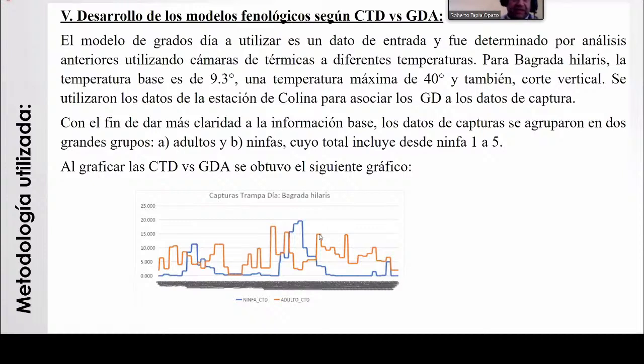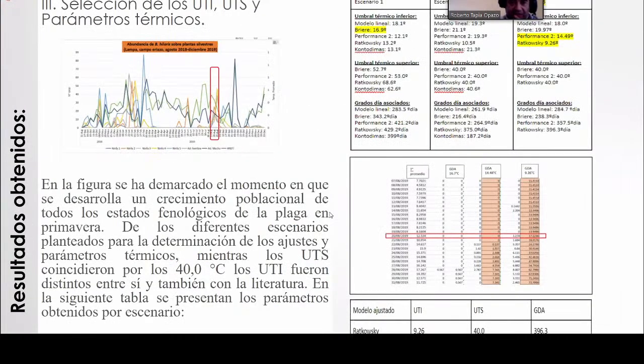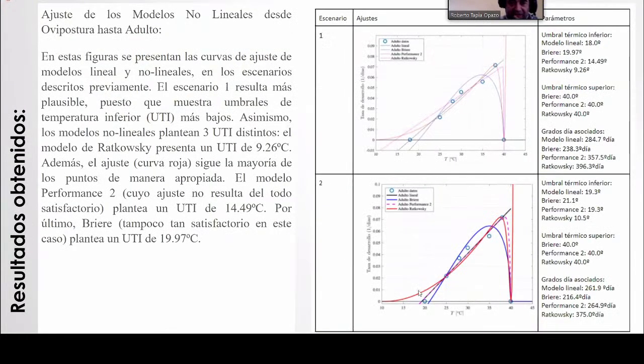Then, as for the phenological development of models, comparing captured traps and cumulative degree days, the degree day model is entry data, and it was determined by previous analyses using thermal chambers at different temperatures. For Bagrada hilaris, the base temperature is 9.3 with a maximum temperature of 40 with a vertical cutoff. So that's what we saw in these curves over here. And this one, the red line is Radkowski here, and the vertical cutoff with that abrupt decline showing the highest temperatures.